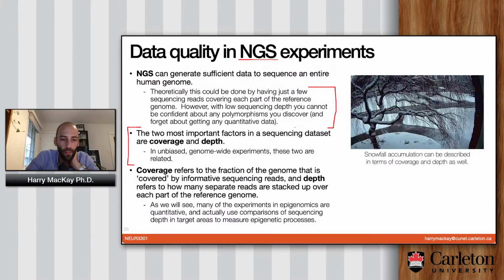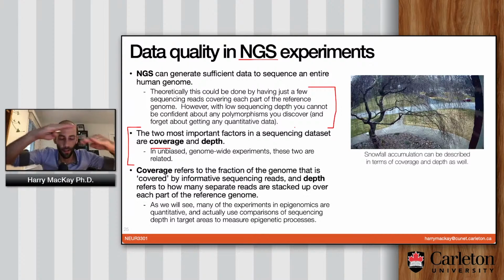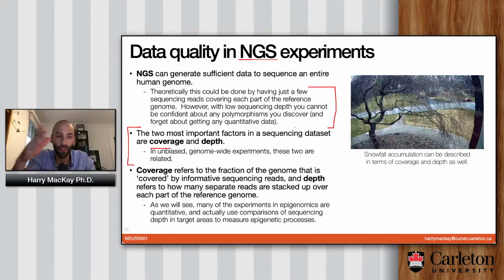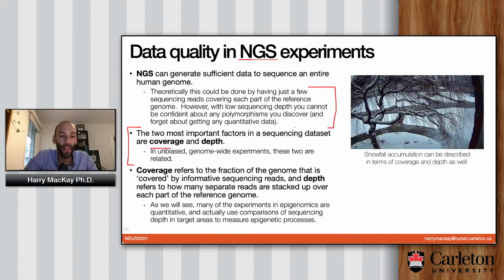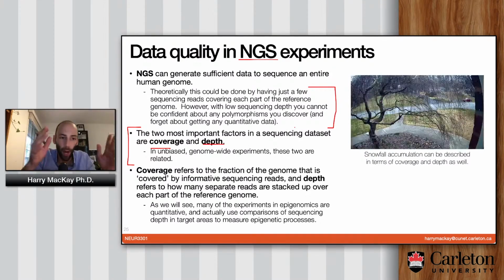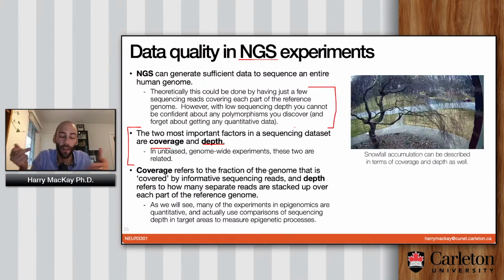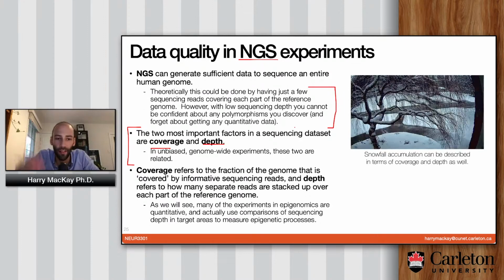Coverage means how much of the genome is covered by your data. So across the whole genome, how many parts do you have any kind of data for at all? And then depth refers to, for any given part of the genome, how many reads do you have stacked up on top of that, and thus how confident are you? It's kind of like sample size in a sense.